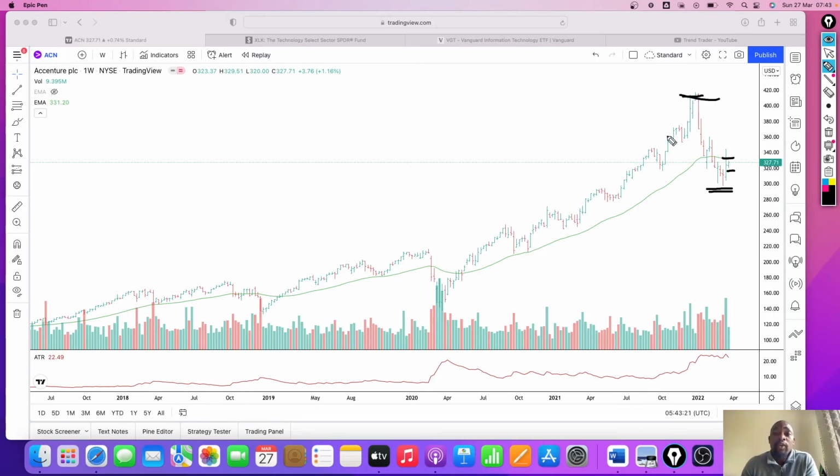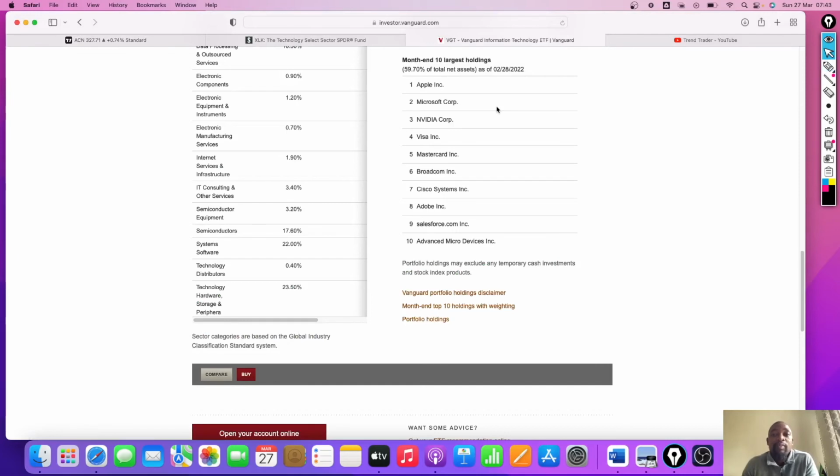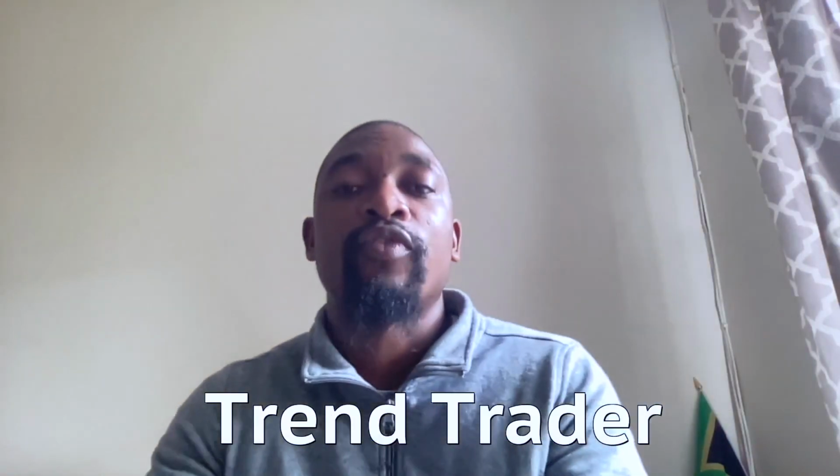But then again, you already saw that there are better setups from Apple, AMD, Visa. We saw a better setup with Visa. I just want to go back to the names to see where we saw better setups. So we saw that there are better setups from Apple, Microsoft, Nvidia, Visa, Broadcom, and okay, Salesforce. We said we don't like Salesforce, and then AMD. So now what we're trying to say is that there is no need to try and fight the market or try to fight the tape.